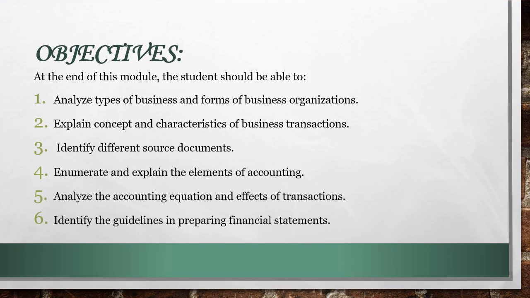At the end of this module, the student should be able to analyze types of business and forms of business organizations, explain concept and characteristics of business transactions, identify different source documents, enumerate and explain the elements of accounting, analyze the accounting equation and effects of transactions, and lastly, identify the guidelines in preparing financial statements.